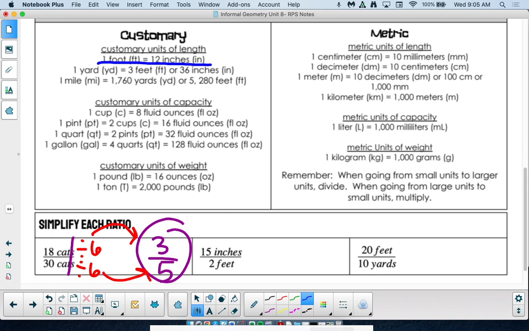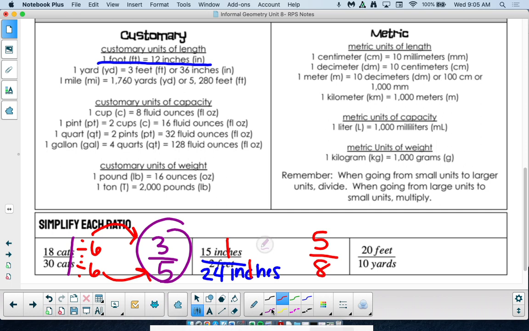So if I have 2 feet, how many inches is that? Well, 2 times 12 gives me 24 inches. So now I have inches over inches, so my units cancel. And now we have to simplify 15 over 24. So again, 15 ABC 24 is 5 over 8.